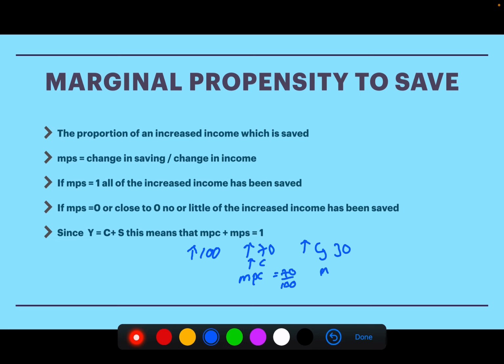Marginal propensity to save is going to be, so I've got a cat trying to take my Apple Pencil off me.